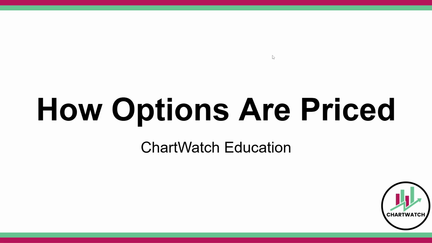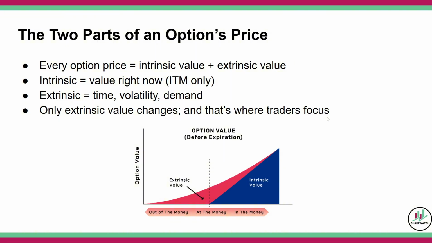Okay, so in this video, what we're going to talk about is how options are priced, and the goal is to explain a couple key factors that influence the option's price, and these include time, volatility, and so on, and we'll talk about this. So there are two parts of an option's price.